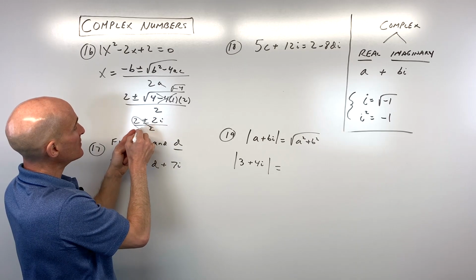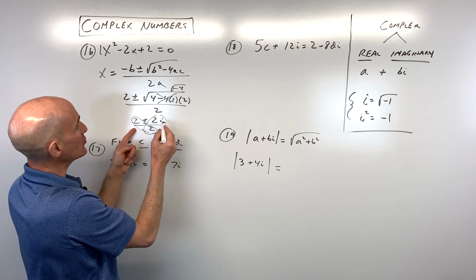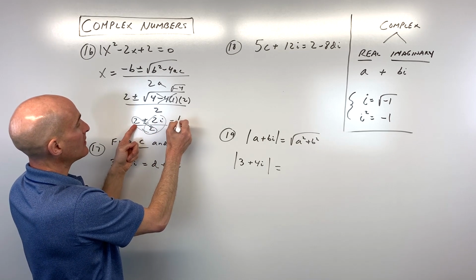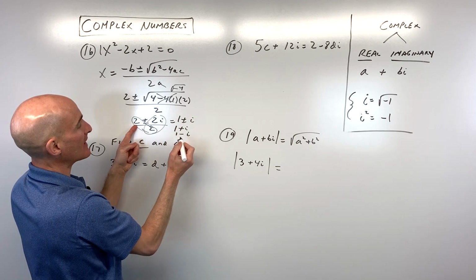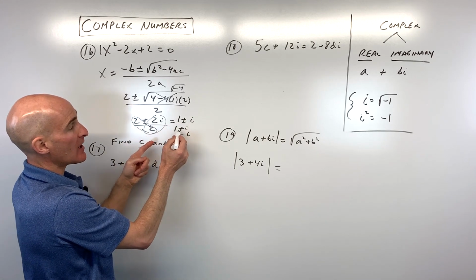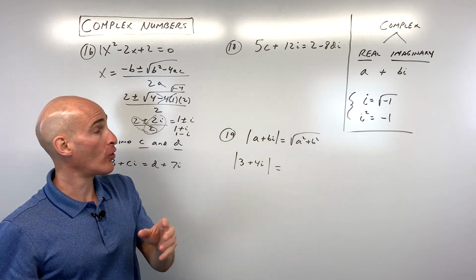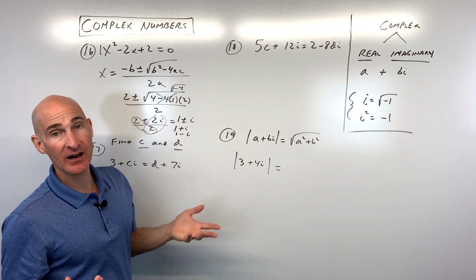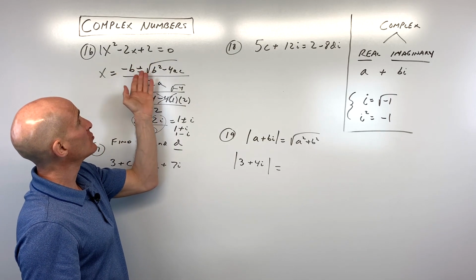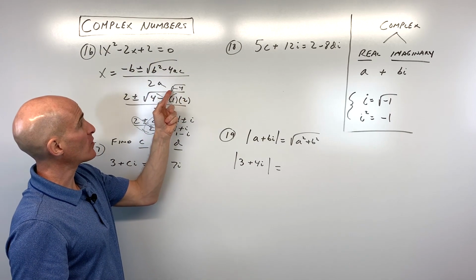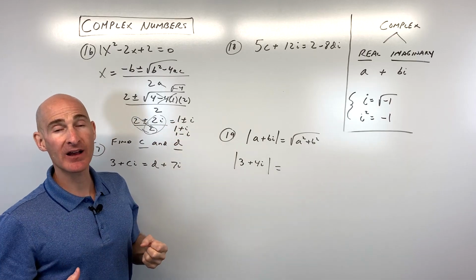And then I'm going to divide both these groups by 2. So that's going to be 1 plus or minus i. Or you could write it as 1 plus i and 1 minus i. I wanted to split it up because I wanted it to be in that standard form, a plus bi, the standard form of a complex number. So if you can't factor, do the quadratic formula. And remember, if you take the square root of a negative, that's when the i comes in.